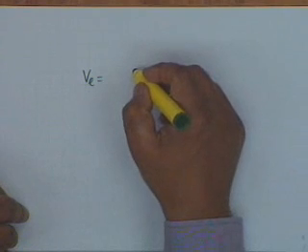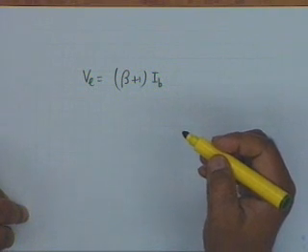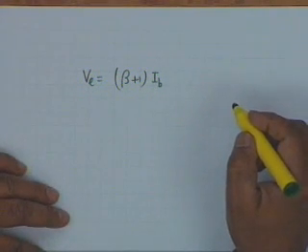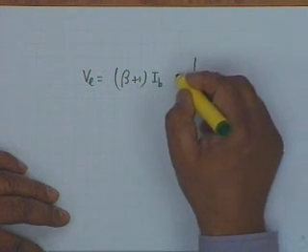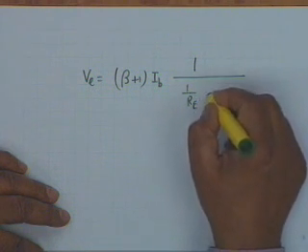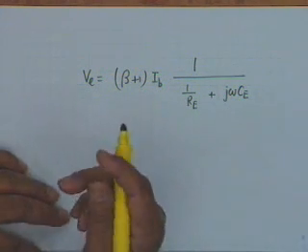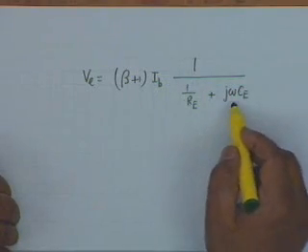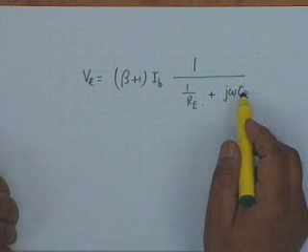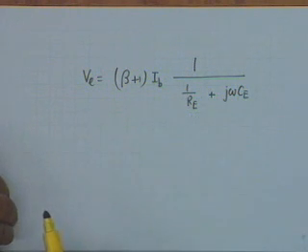V small e equals the current beta plus 1 IB multiplied by the impedance of Re and Ce in parallel, which means 1 over the sum of admittances, that is 1 over Re plus j omega Ce. Is that okay? I could have written down the impedance directly, Re divided by j omega Ce Re plus 1, but I am doing it in steps. Impedance is 1 by admittance; two elements are in parallel, and therefore admittances add. For the resistance the admittance is 1 by Re, for the capacitance it is j omega Ce.